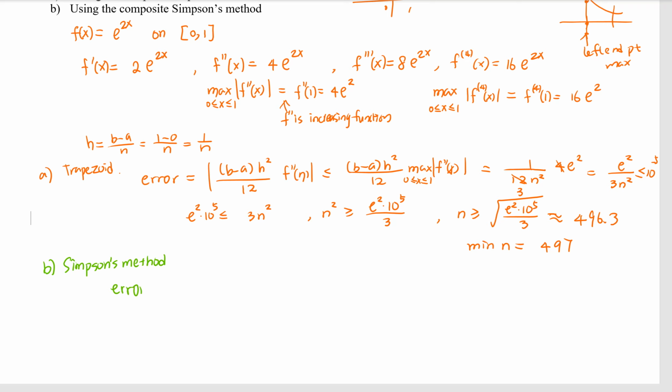Okay, so the error term is (b minus a) h to the fourth over 180. And then this is the fourth derivative of f.